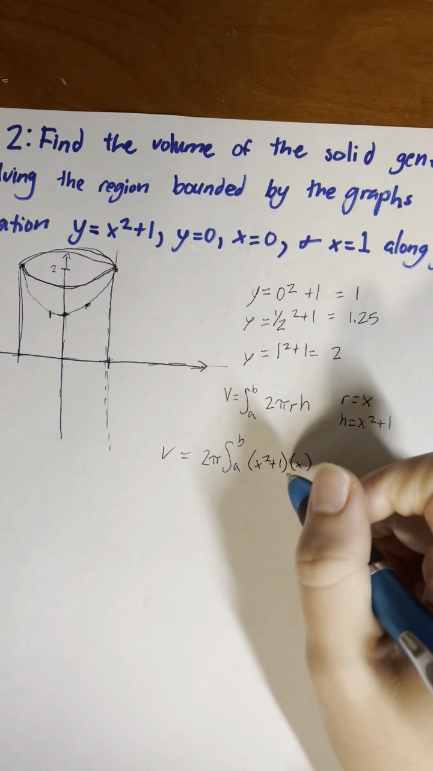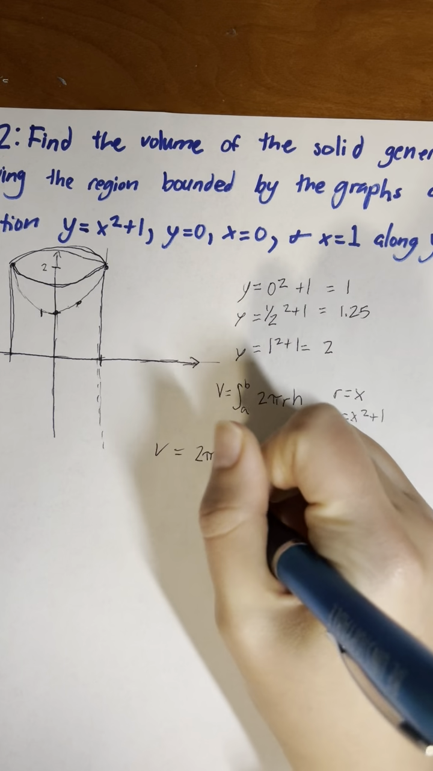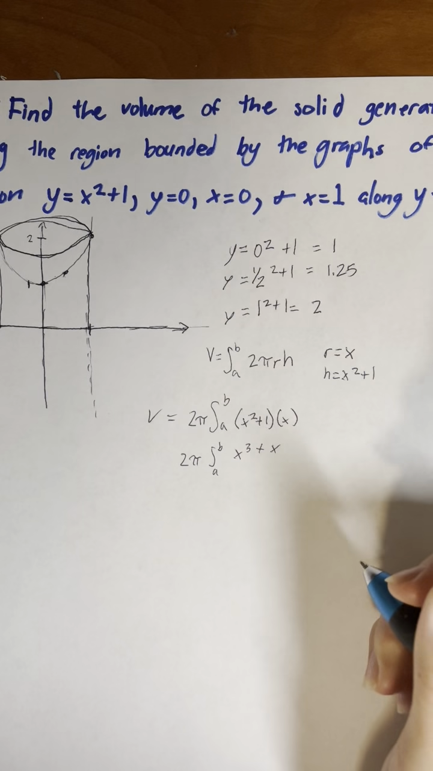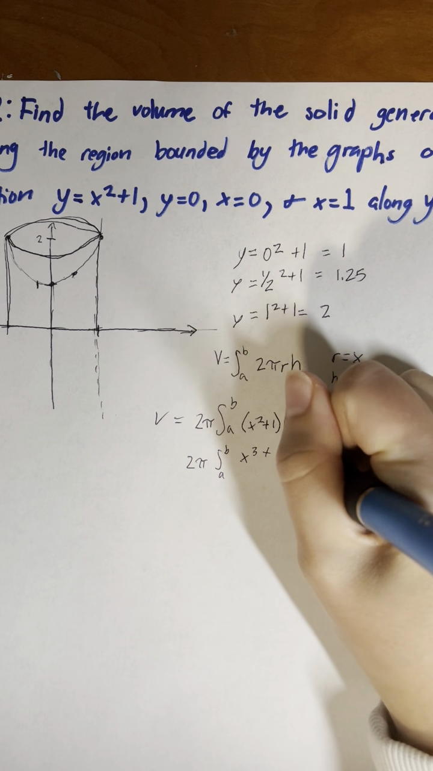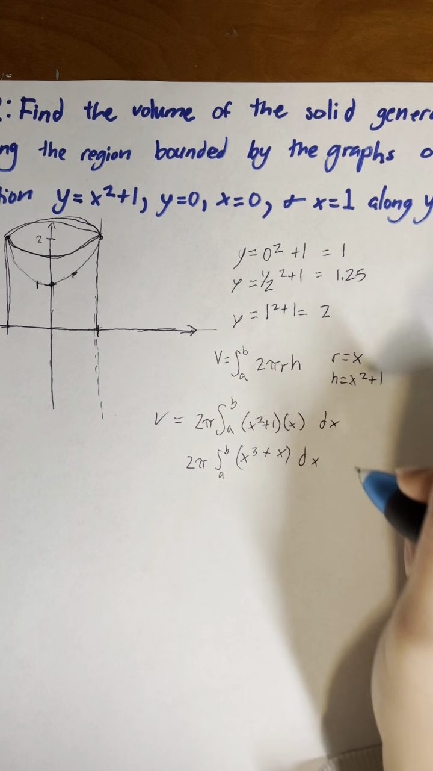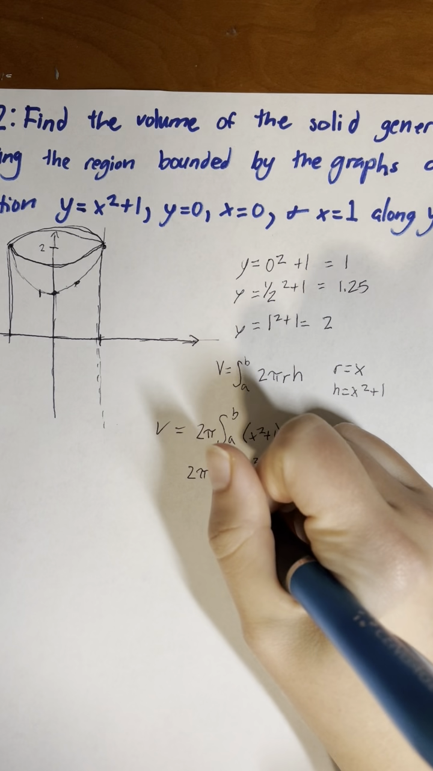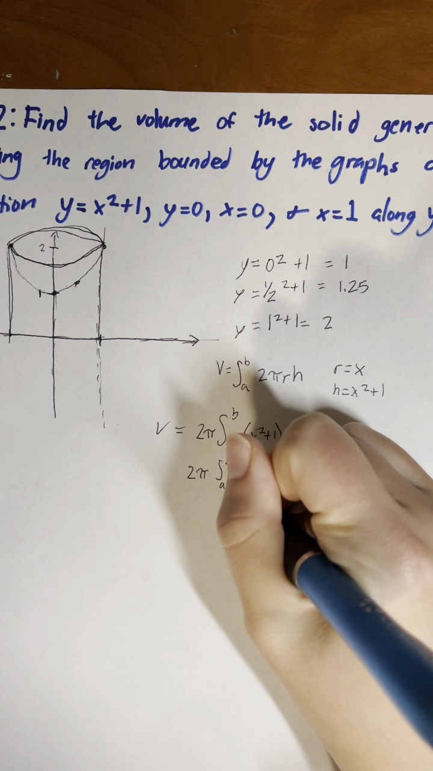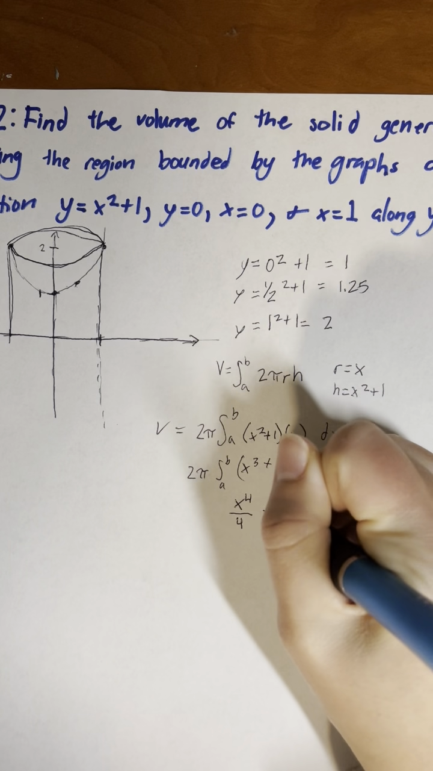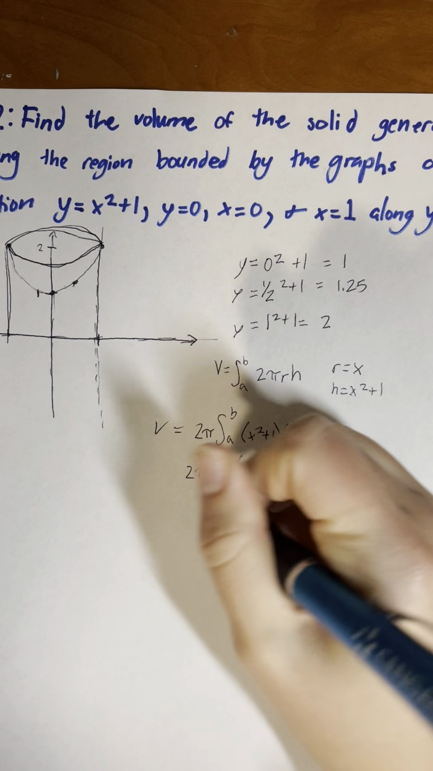So I just FOIL this out, get x to the third plus x, bring down everything else, separate the dx. And then we are going to find the antiderivative, which of x to the third is x to the fourth over 4 plus x squared over 2. And bring down the integral.